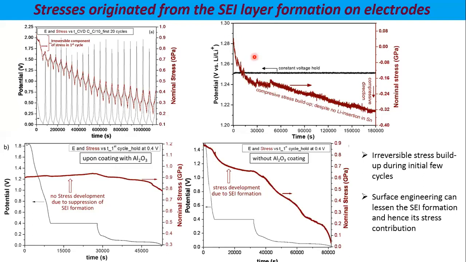Okay, and this is the example of a tin-based electrode, where we just simply held our electrode at a higher cutoff voltage, and you can see that at 1.25 volt, not at a lower voltage, with time, stress is also getting built up. So one can say that if your material is not reacting with the lithium, it means lithium is not storing in your material. Why is the stress getting built up? So this buildup of the stress is due to the SEI formation on the surface of the electrode.